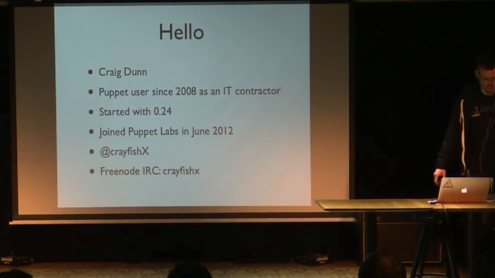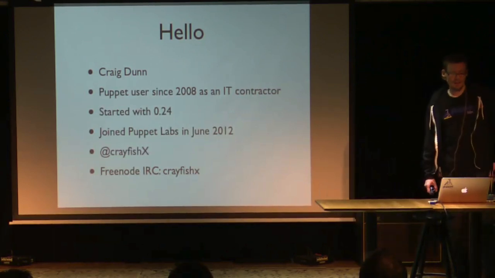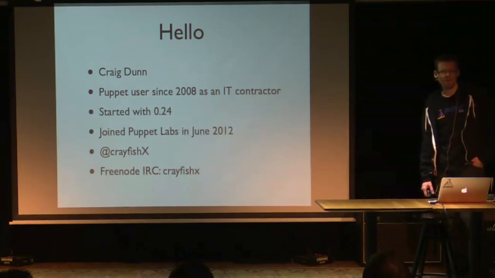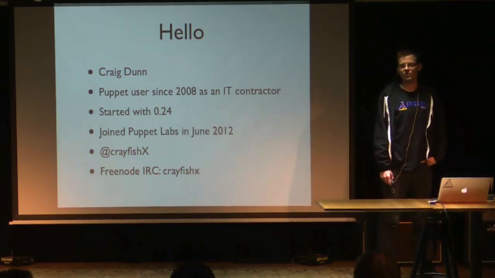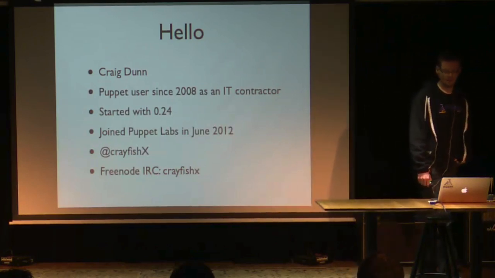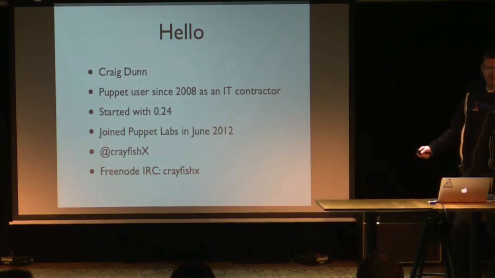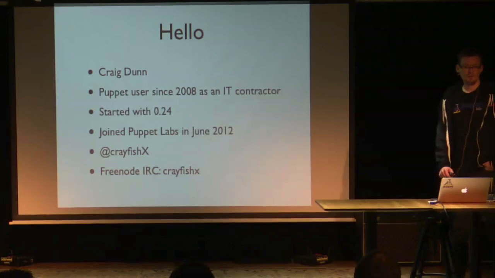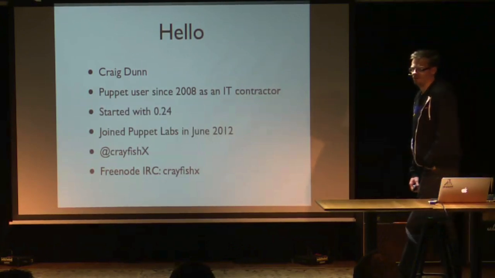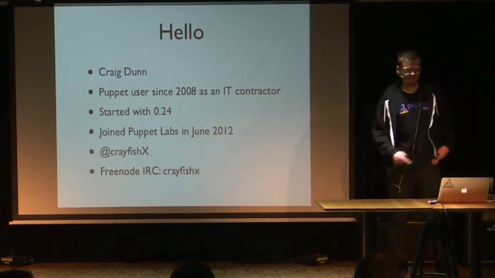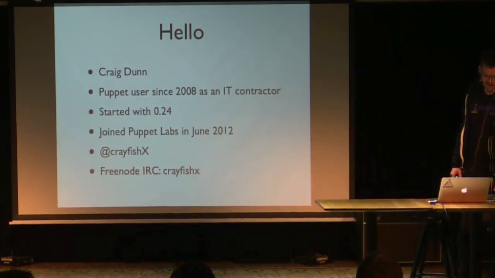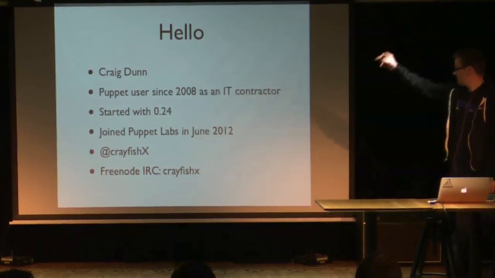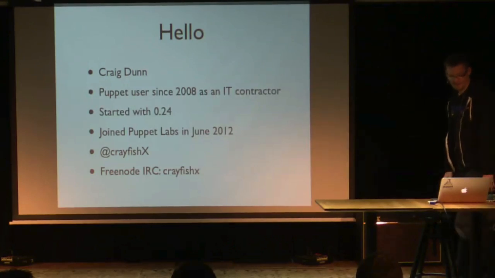So a little bit about me. My name's Craig Dunn. I've been a Puppet user since about 2008. I started on 0.24 while I was an IT contractor in the UK. I joined Puppet Labs in June 2012. So now I'm a professional services engineer, which means I do consultancy and trainings and all sorts of fun stuff like that with our customers. And if you want to hit me up on Twitter or IRC, those are my details.